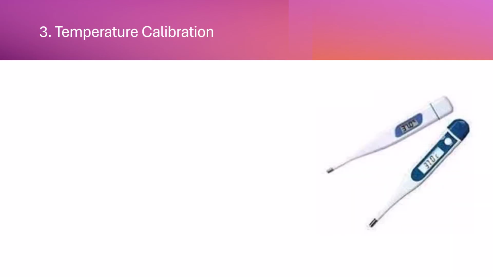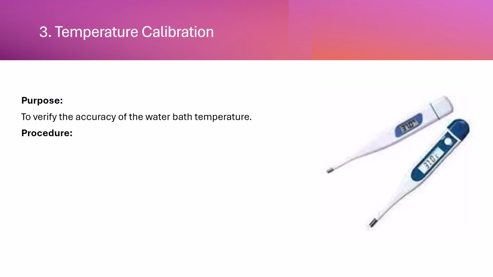Now the next calibration is temperature calibration. Let's start with the purpose. The purpose is to verify the accuracy and uniformity of the water bath temperature, which is critical for simulating physiological conditions during disintegration testing, right? So let's start with the procedure. First, set the disintegration tester's water bath temperature to 37 degrees Celsius, right? This is the standard temperature reflecting human body condition. Generally the human body temperature is 37 degrees.